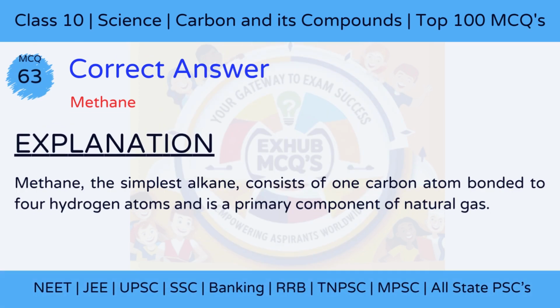The correct answer is option A, methane. Methane is the simplest alkane and consists of one carbon atom bonded to 4 hydrogen atoms. It is the primary component of natural gas.